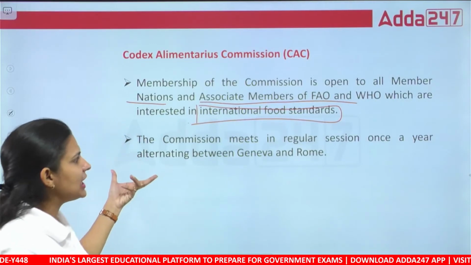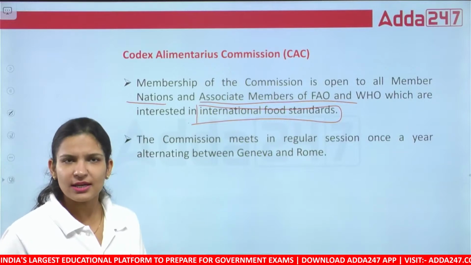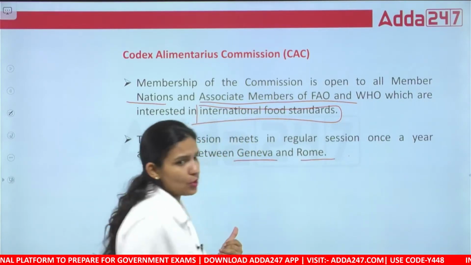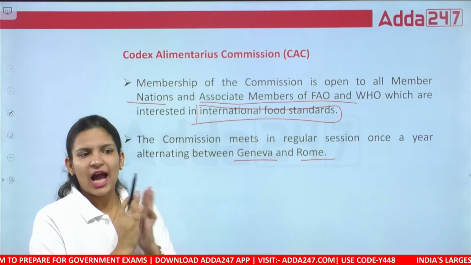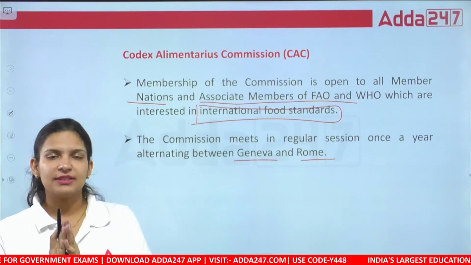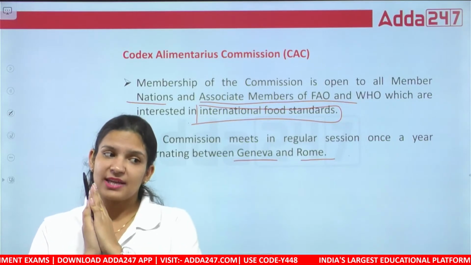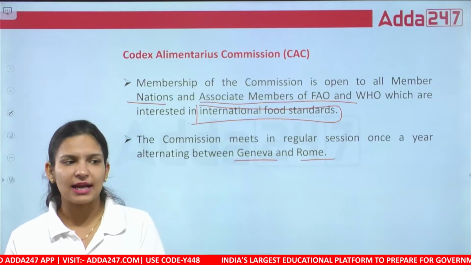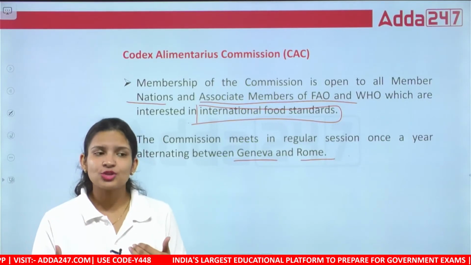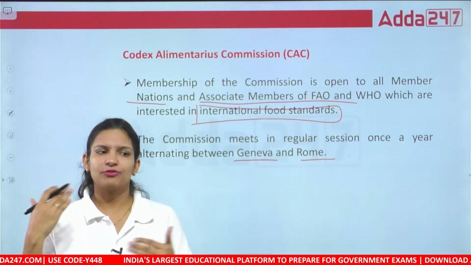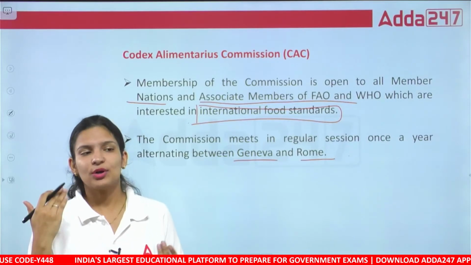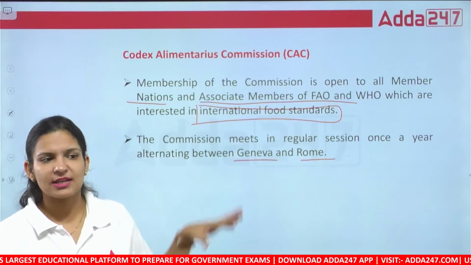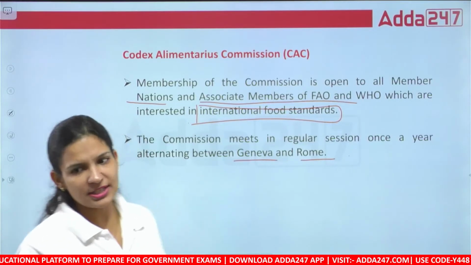The commission meets in a regular session once a year, alternating between Geneva and Rome. So one year they have a meeting in Geneva and the other year they have a meeting in Rome, but every year they have a meeting where they decide the different standards and guidelines. If there is a need to change the guidelines, if something has to be added or deleted, that has to be debated in these meetings, right?